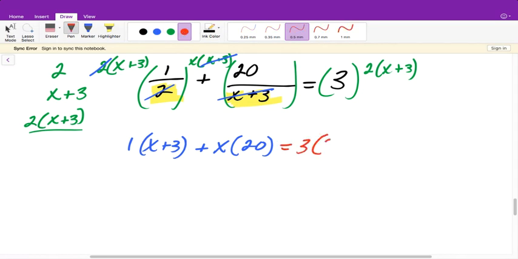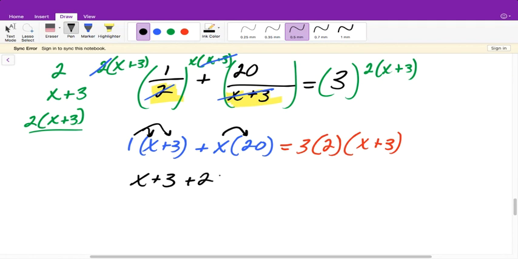So I'm just going to leave it together. It'll be 3 times 2 times x plus 3. And we'll just do it step by step. All right, you can multiply this all through in one case if you want to. But 1 times anything is whatever we're multiplying it by, so it's x plus 3. X times 20 is going to be 20x. In this case, we have 3 times 2, which is 6, and then that will be distributed into the x and the 3, so it's equal to 6x plus 18.